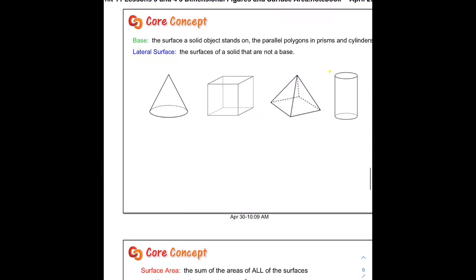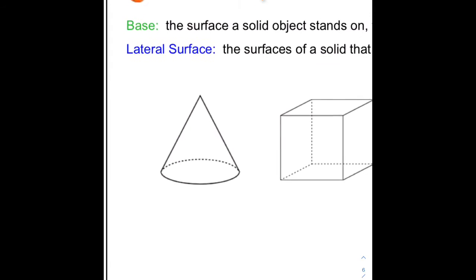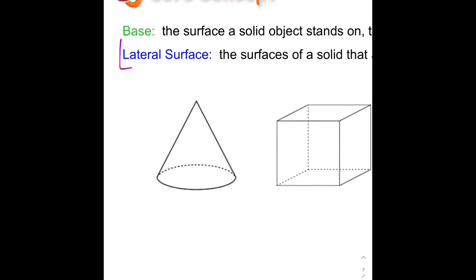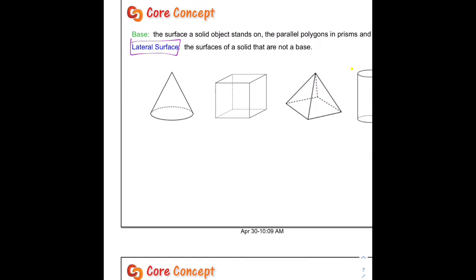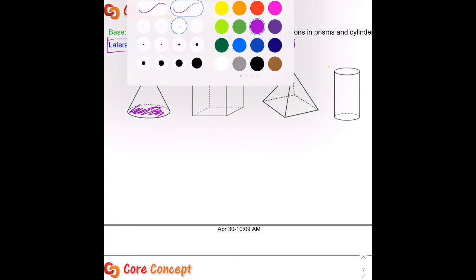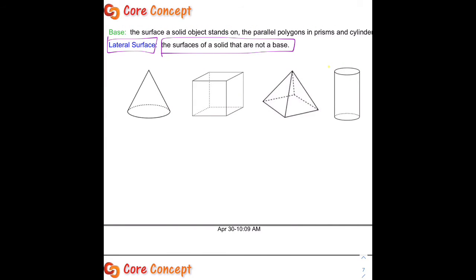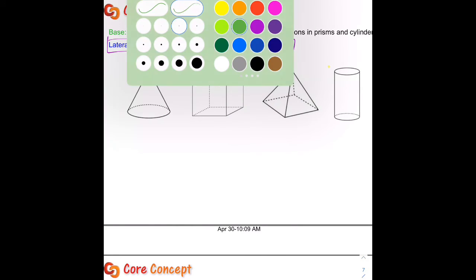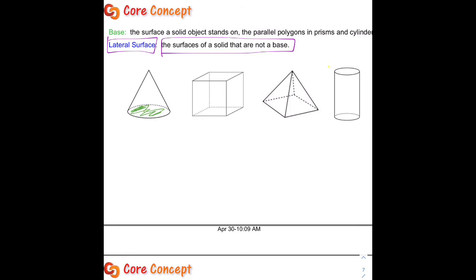Okay, so the first thing you need to be clear about are the following: what a base is and what we call a lateral surface. A lateral surface are the surfaces of the solid that are not the base. So if we look at this cone, this is the base. Actually, let me color code this correctly. Hold on. Let's make the base green. All right, so this is your base.